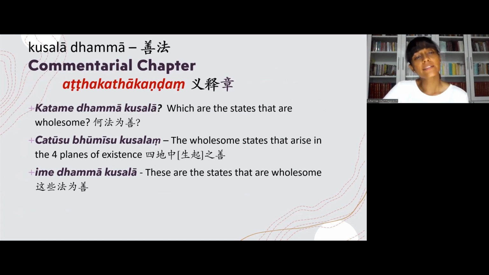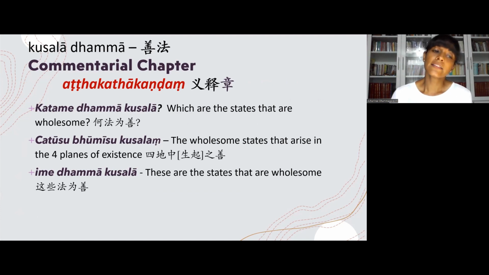We next look at the description given in the Aṭṭhakatha kandaṃ, the Commentarial chapter. Here again, it starts with the question, Katame Dhamma Kusala, which are the states that are wholesome? Chatusu Bhumisu Kusala, the wholesome states that arise in the four planes of existence. Ime Dhamma Kusala, these are the states that are wholesome. So it's a very brief statement, however, it incorporates everything into it.